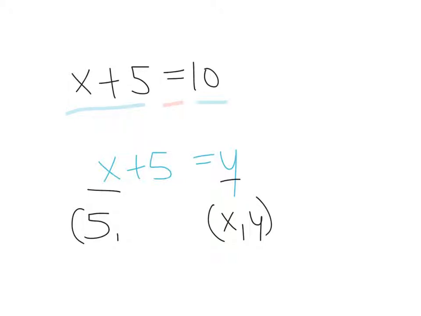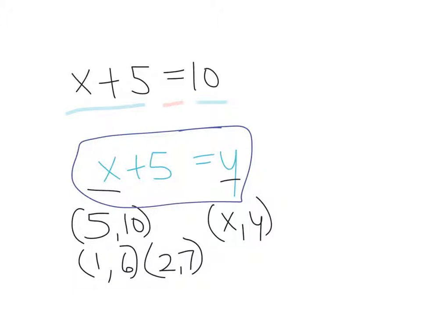If x is 5 in this, then 5 plus 5 is equal to 10. If x's value is instead 1, then 1 plus 5 is equal to 6. And if x's value is 2, then 2 plus 5, y has to be equal to 7. So there's actually an infinite amount of solutions to this, but the idea is that when you have an x and a y in an equation together, they interact with each other, and when one value changes, the other value changes as well. But the important thing is it has to make it so that this is still a true statement.